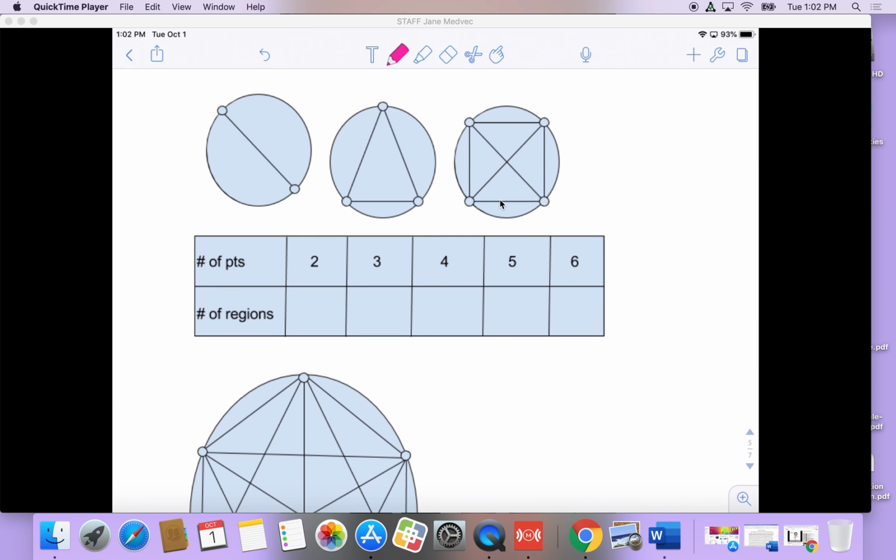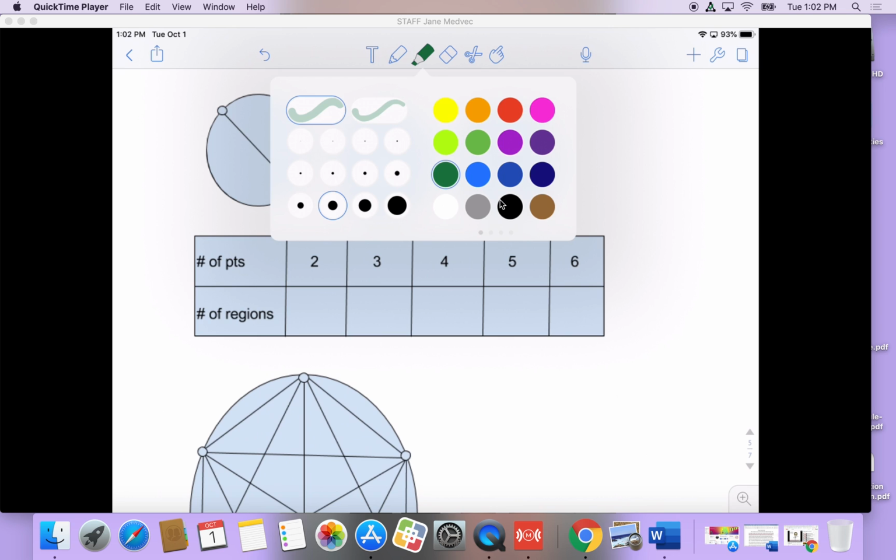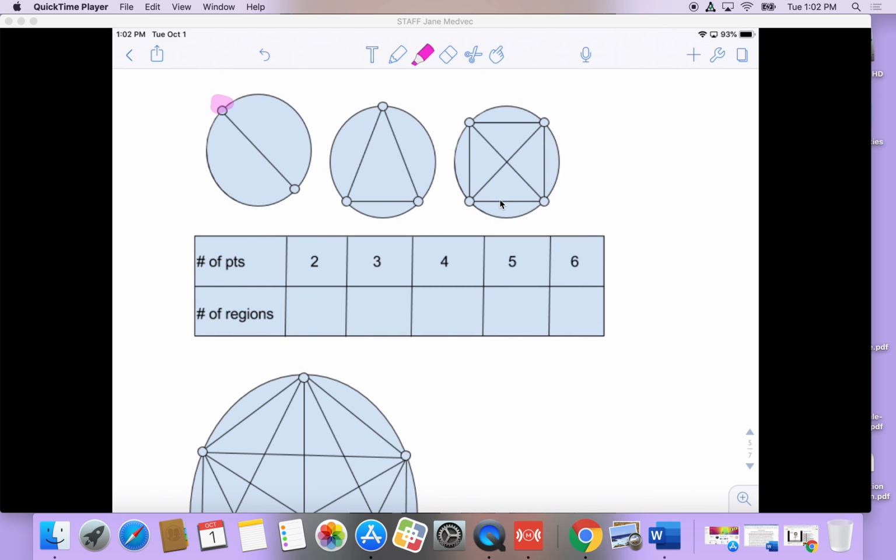It says number of points. So what they're getting at when they say number of points, they're saying here's a point and here's a point. And it's saying how many regions. So like this is an empty spot and this is an empty spot. So this is 2. And then it says 3 points. So there's 1, 2, 3. And I've got 1, 2, 3, 4. So there'd be 4 there.